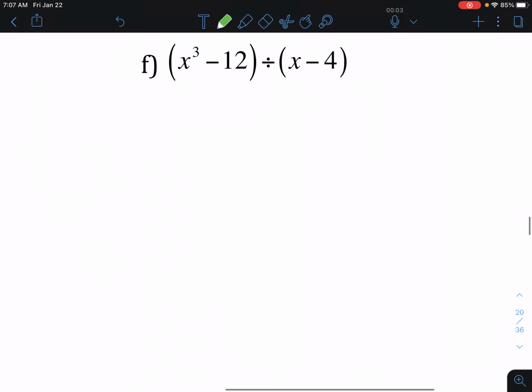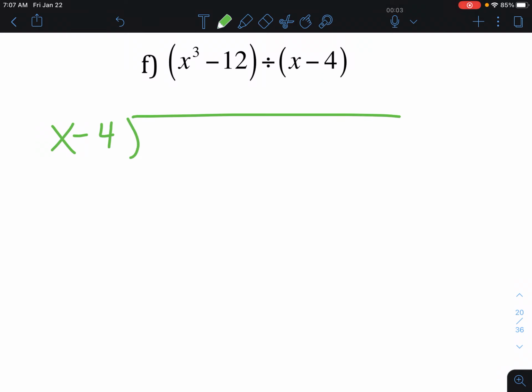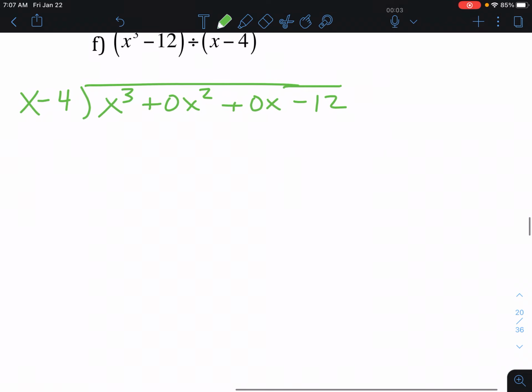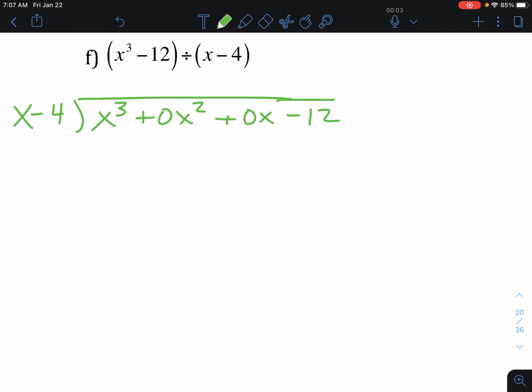Okay, we have our first problem. I can see we're missing some terms here. We have x to the third, but we don't have an x to the second, and we don't have an x. And then finally minus 12. So we're missing some terms here. We had to throw in some zeros. So then we're going to start the cycle.